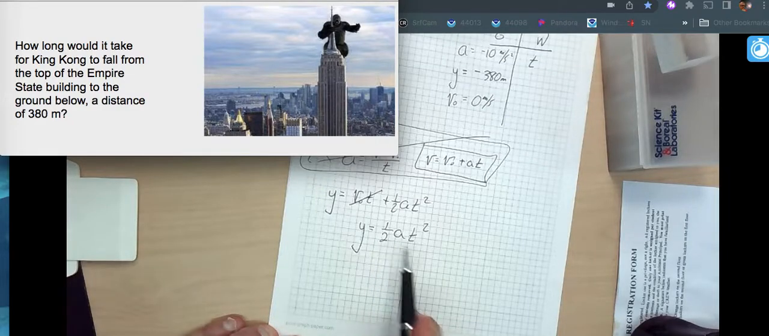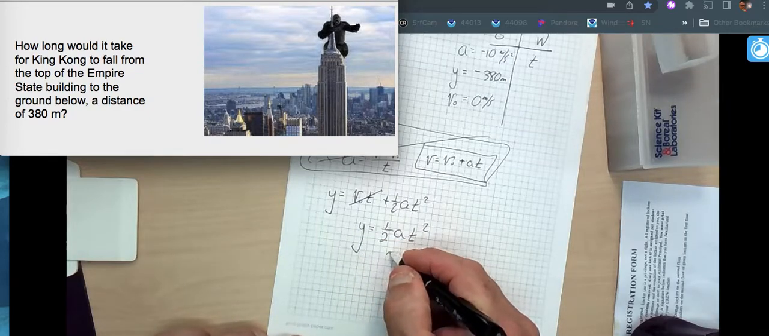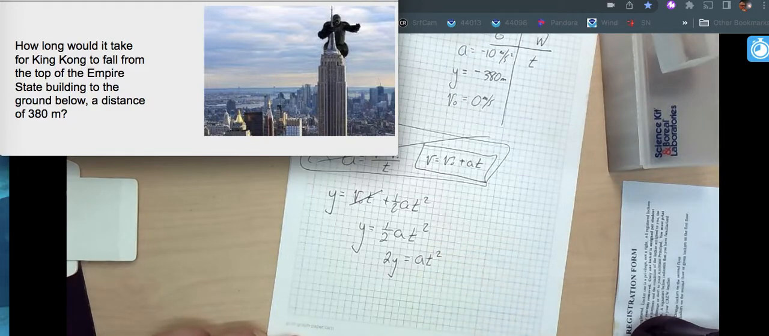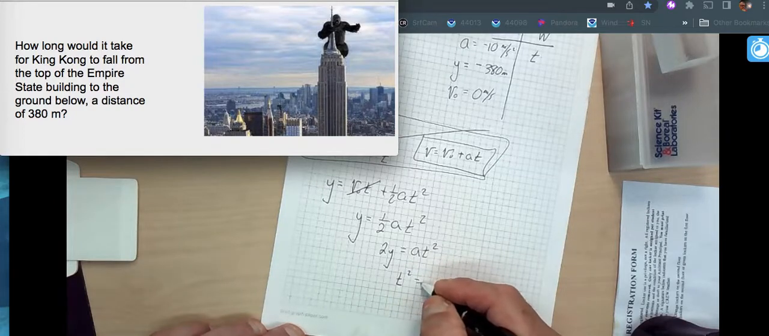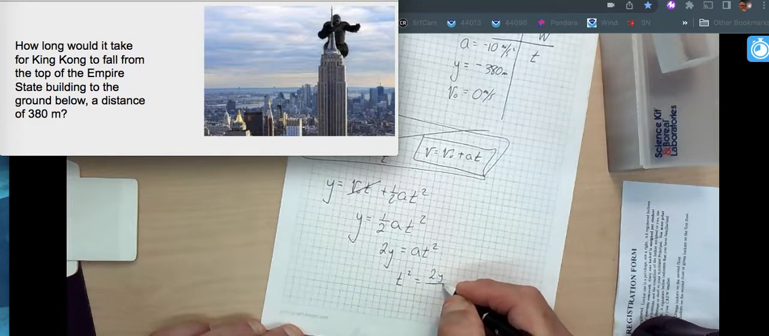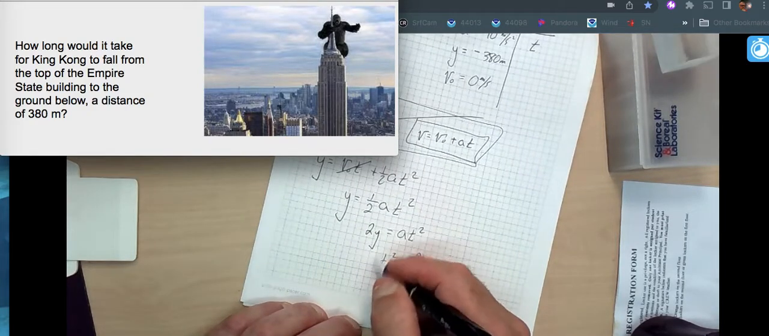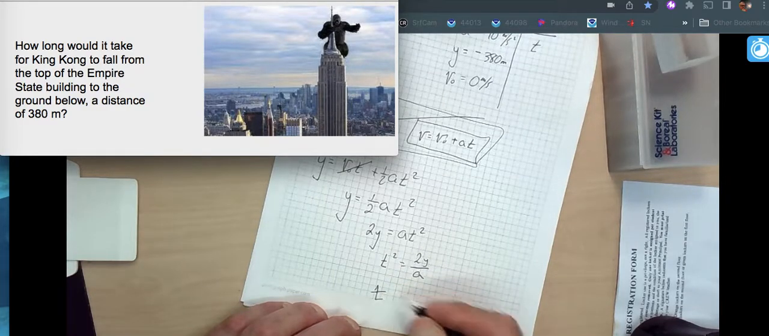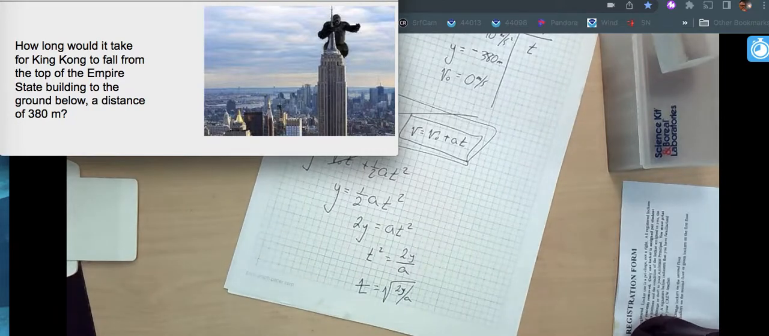How do I get rid of a 1/2? I multiply by 2. And if I do it to one side, I must do it to the other side. So then I get, multiply both sides by 2, 2y is at squared. I'm solving for time, so I'm going to divide by a. So t squared is 2y over the acceleration. I don't want t squared, I just want how long. So I take the square root of both sides. And so t, oops, that's supposed to be t, sorry. t will be the square root of 2y over acceleration, both of which we have.